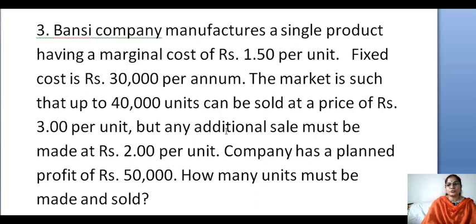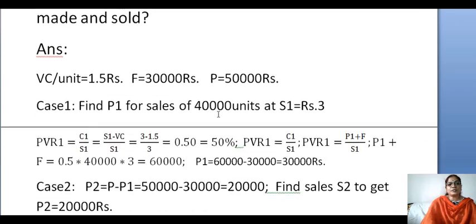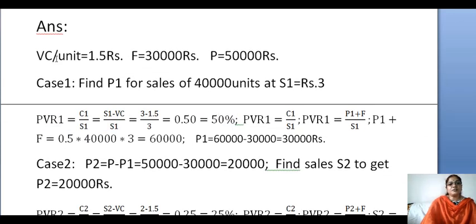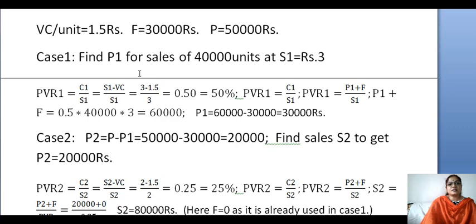But the complication over here is two types of selling prices are fixed. First, 40,000 units will be sold at 3 rupees per unit. Remaining units will be sold at 2 rupees. Remaining how many? We have to calculate. So there are two cases very clearly. Before that, the things which are common are written here: VC per unit, fixed cost and profit. Case 1, let us consider. In this case, find P1 for sales of 40,000. It's already given. First 40,000 will be sold at rupees 3.